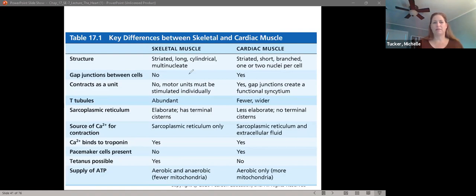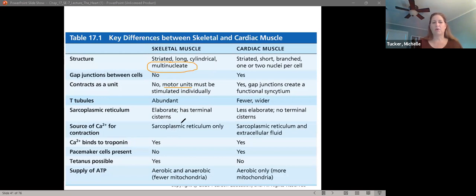Skeletal muscle is multinucleated. It does not contain gap junctions. It is going to use individual motor units. If you remember from 1141, motor units were recruited by size, small, medium, large. Every muscle fiber within a motor unit would contract together, but you would alternate motor units to resist fatigue. Skeletal muscle uses motor units, has an elaborate sarcoplasmic reticular system with T-tubules.